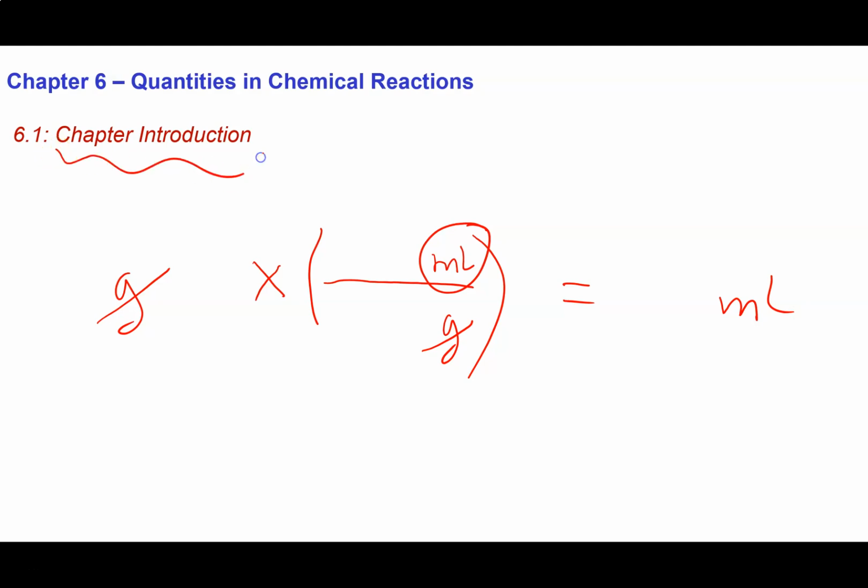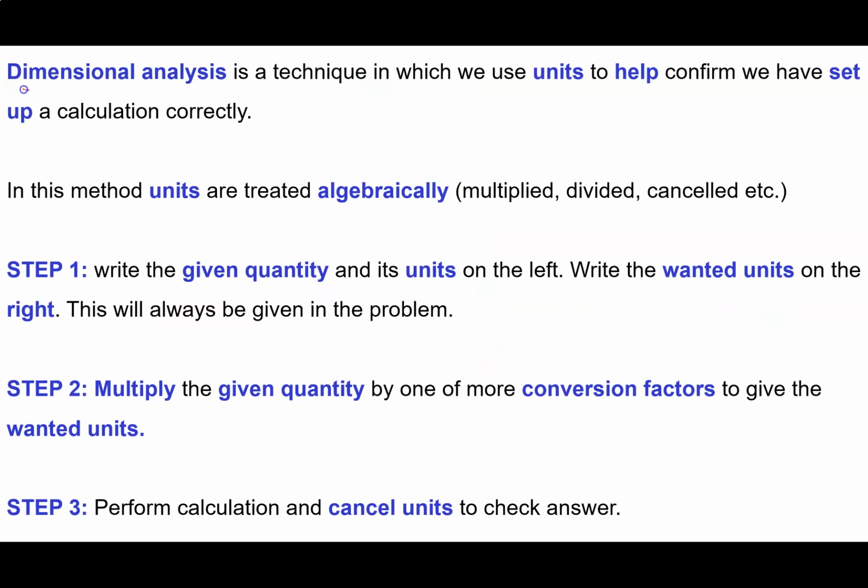So in this introduction, what we're going to do is run through the general guidelines for using conversion factors in different settings and the types of conversion factors that we're going to see. We're going to introduce a mathematical concept called dimensional analysis, and dimensional analysis is really key to success in performing these mathematical operations that we're going to be doing in the subsequent sections of Chapter 6 correctly. So dimensional analysis is a technique where we use the units to help us confirm that we've set up the calculation correctly.